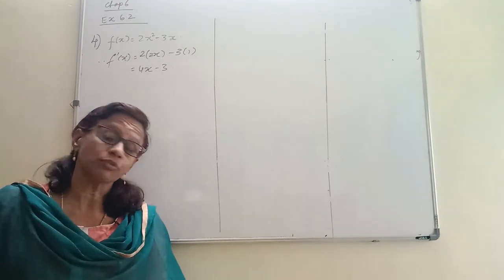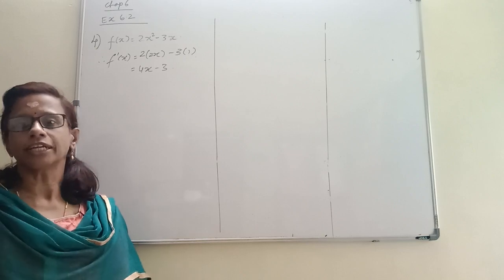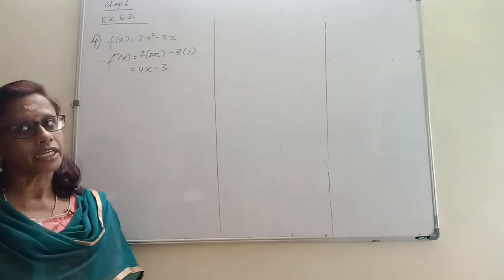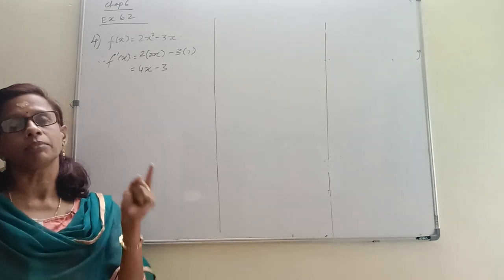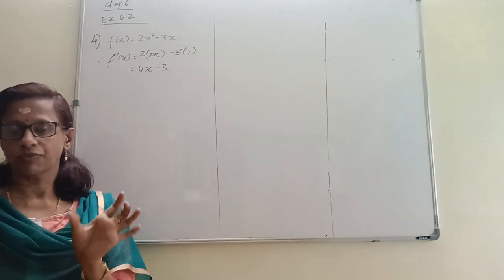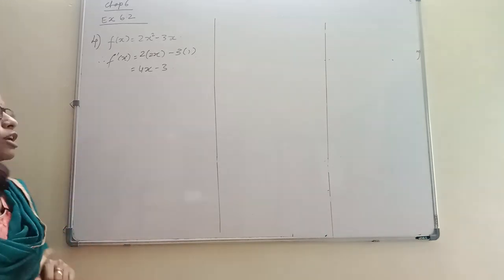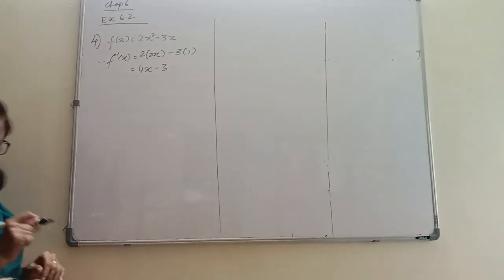Now, how to find the intervals? For finding the intervals, there's something called a critical point that you need to find. Now, how do you find a critical point? You find the critical point by making f dash x equal to 0. From there, you'll get the critical point and that will help you to divide the intervals. So let's go about doing that to find the critical point.